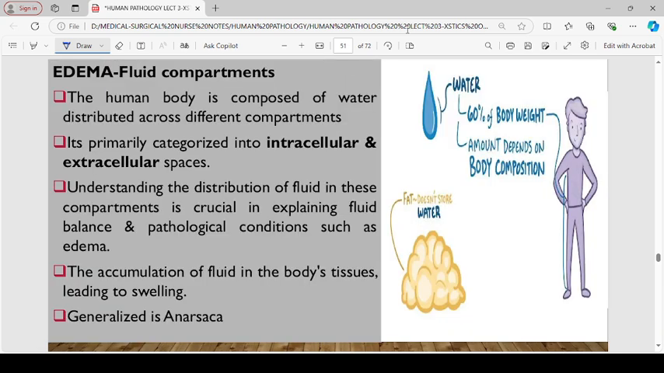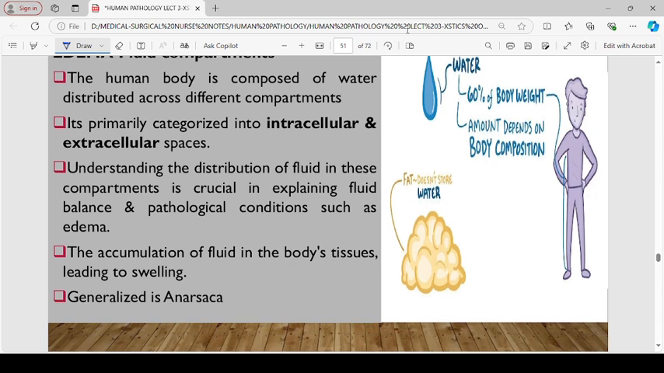All right. Okay, guys. Now let's look at the second final concept here, and we have edema. Before you talk about edema, you have to look at the fluid compartments in the body. Did you know that 60% of our body is made up of water? Yes. The human body is composed of water that is normally distributed across different compartments, and all these compartments are primarily categorized as either intracellular or extracellular.